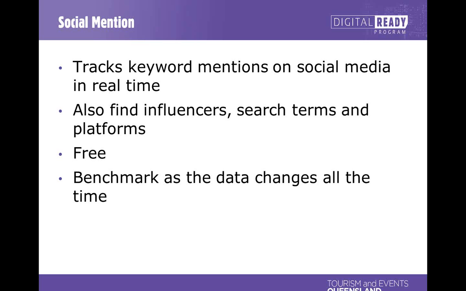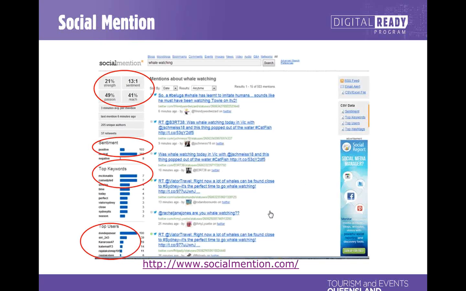But it doesn't save searches, so you need to benchmark. If you want to save searches and look at data over time, then something like Trackur, T-R-A-C-K-U-R, might be better. It's a freemium, so it has a free trial kind of model and then you pay. That will track searches over time. But Social Mention can be very useful for giving you a place to start.